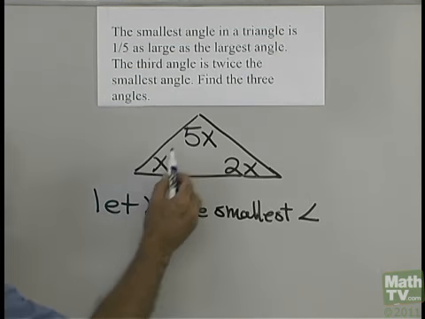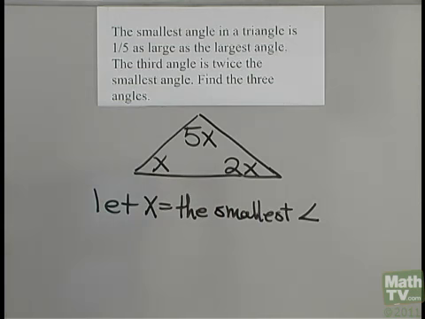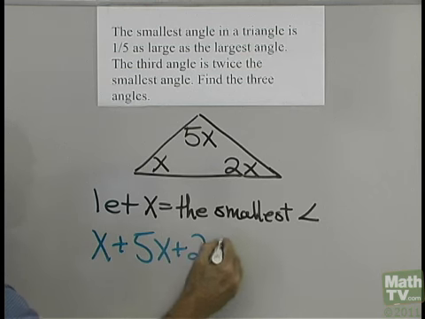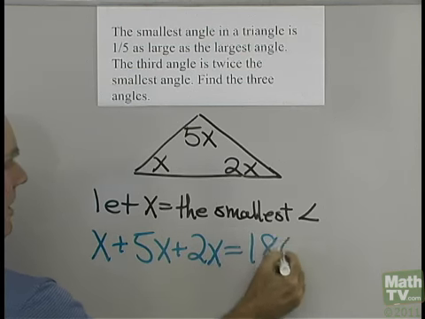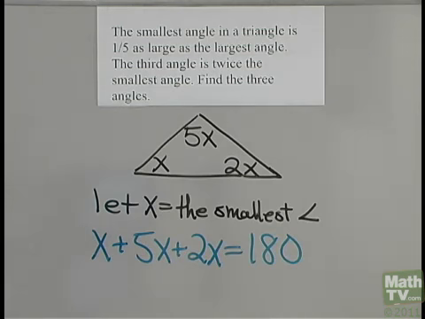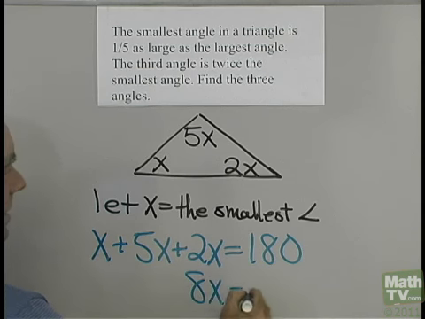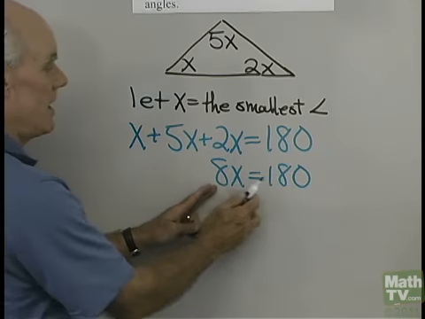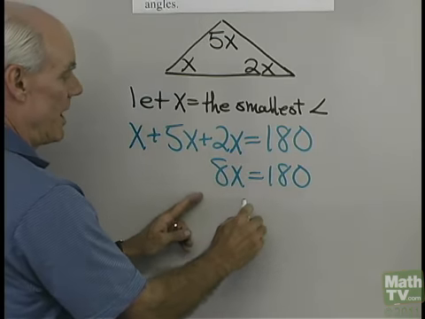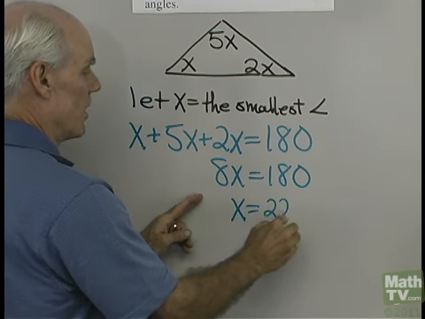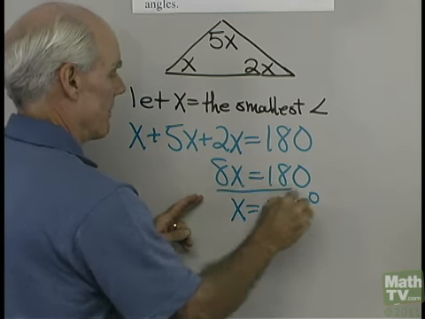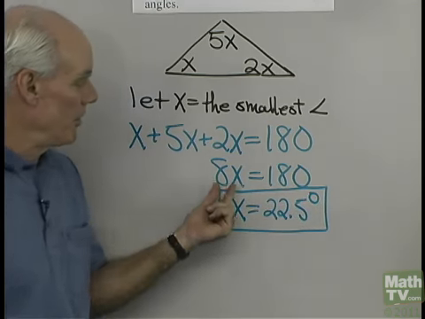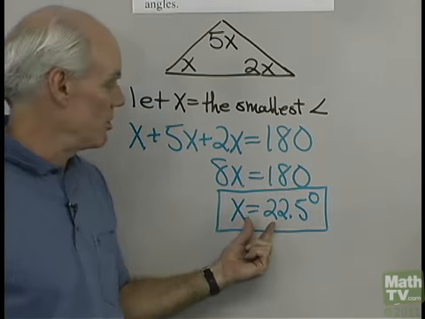The sum of the angles in any triangle is always 180 degrees. So x plus 5x plus 2x must be equal to 180 degrees. Let me add up x plus 5x plus 2x. That should give me 8x equals 180 degrees. I divide both sides by 8, or multiply both sides by 1/8, and I end up with x is equal to 22.5 degrees.